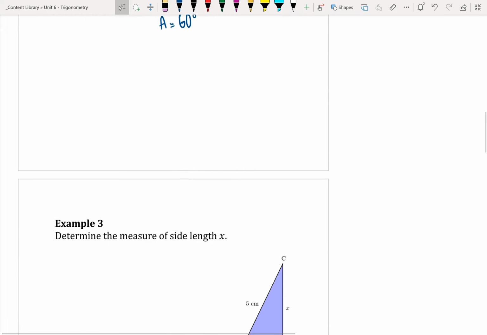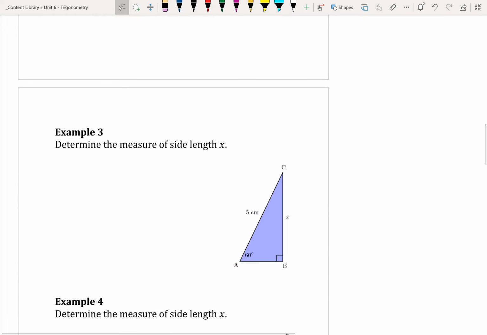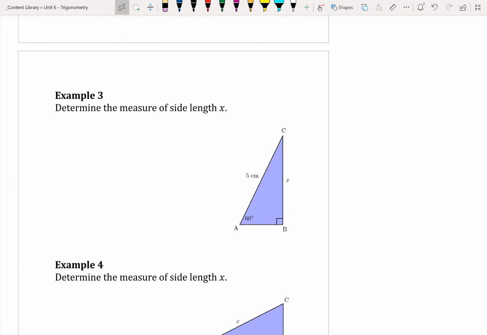So let's go through and actually do an example of this. We're going to determine the measure of side length x. So we have side length x over here. The first thing we always want to do, and I'm going to write this down here, is 1, label the sides. We want to label our sides so that we know what ratio we have to use. And remember, our 3 sides are the hypotenuse, the opposite, and the adjacent.